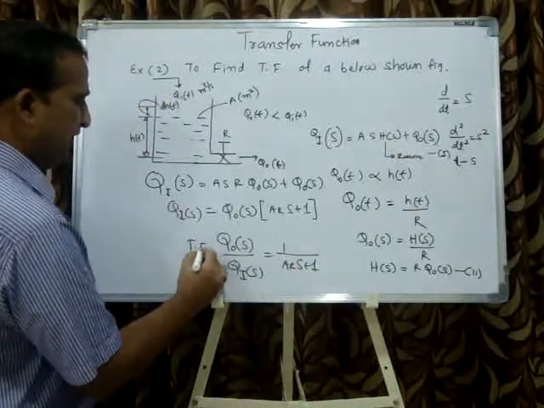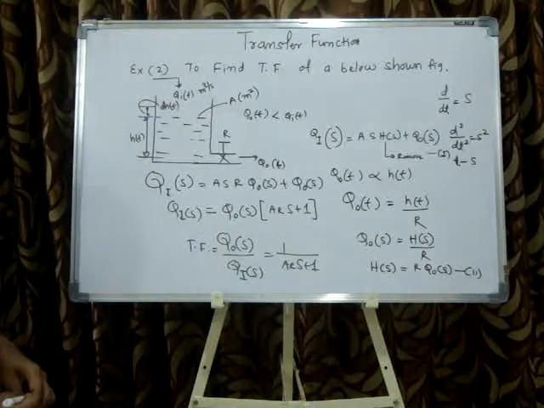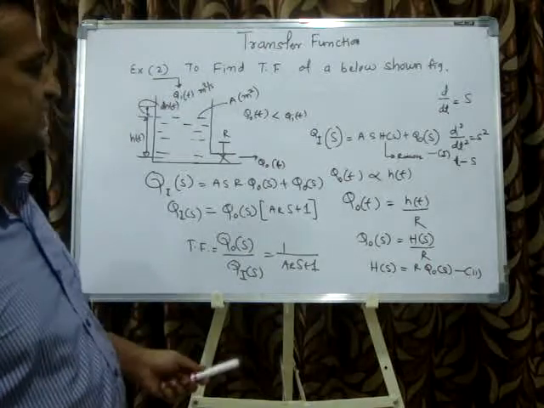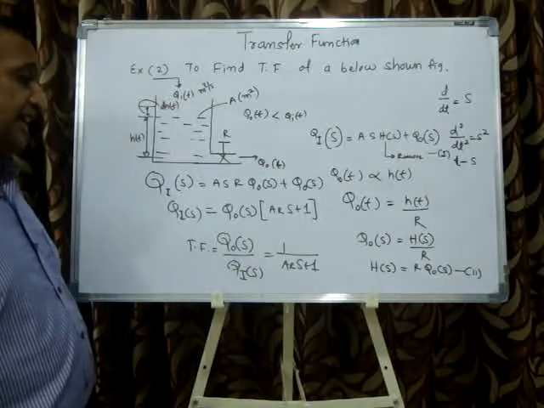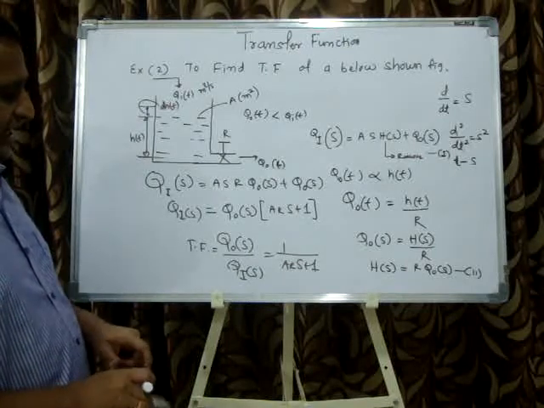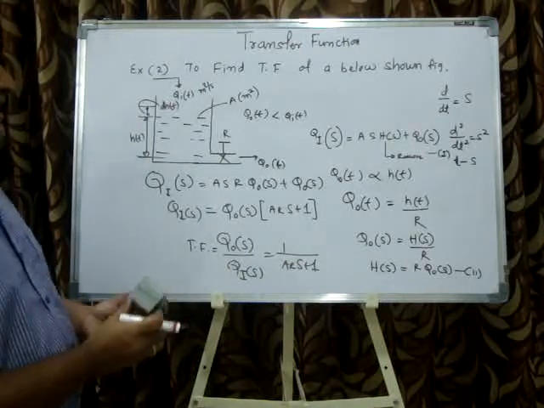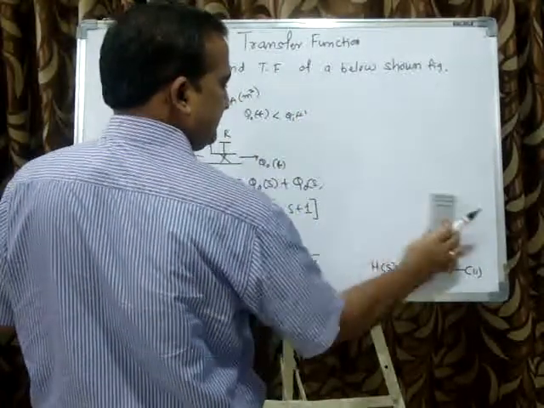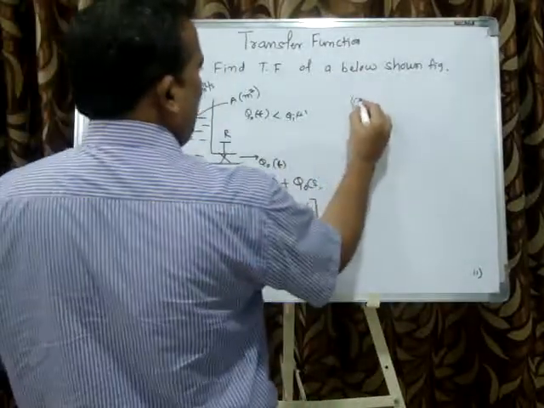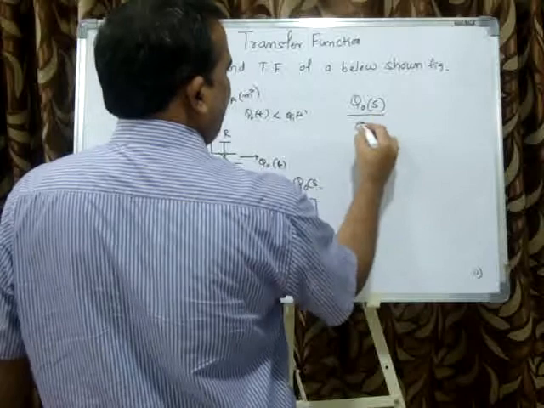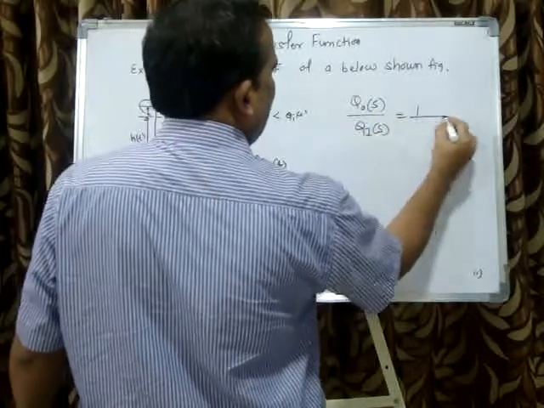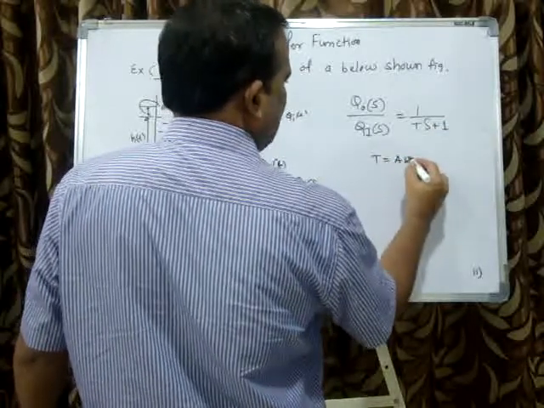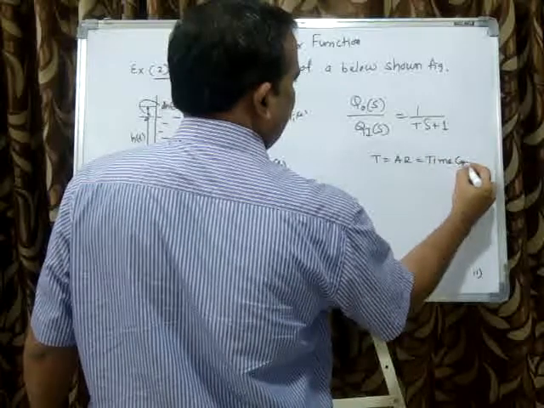Exactly, it is similar to the transfer function of the RC circuit, resistance and capacitor circuit, from the previous class. Both are equivalent, that is the electrical, and this is the mechanical. Now A is the area of cross section of the tank, R is the resistance. I can write Q naught of s divided by Qi of s is equal to 1 by (TS plus 1), where T is equal to AR, that is the time constant in seconds.